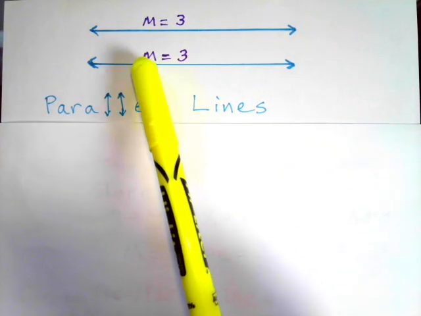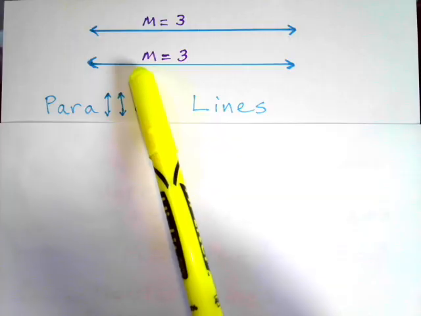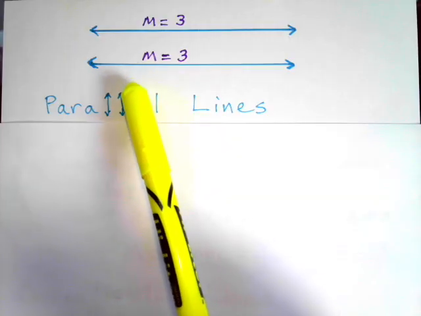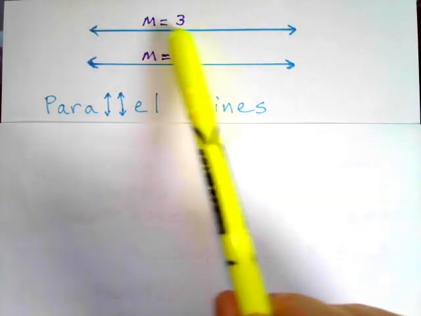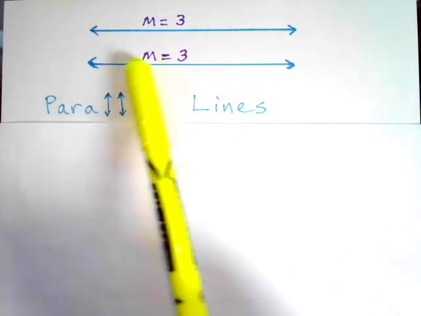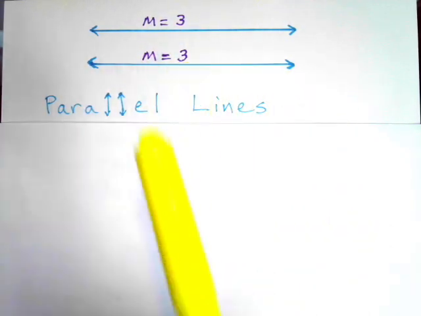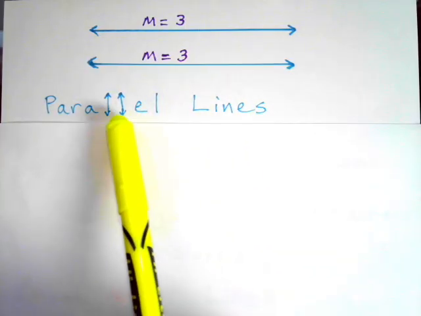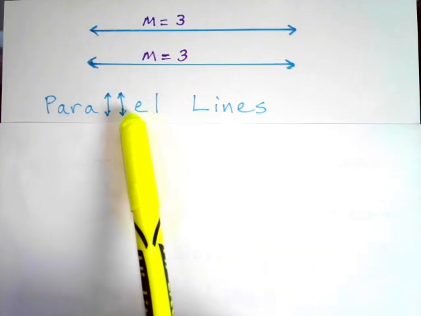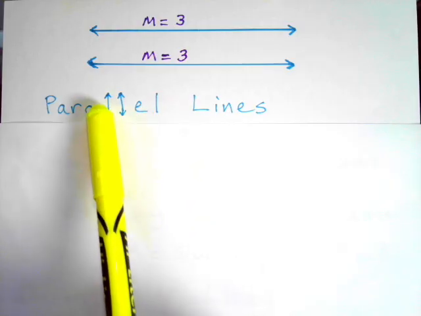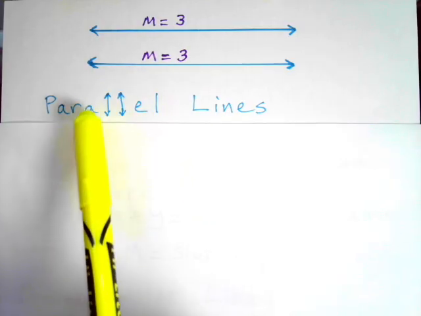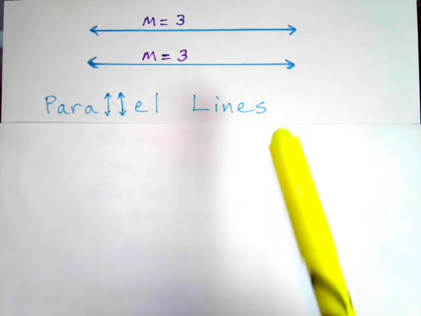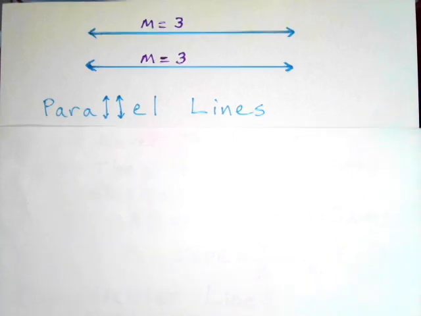M is represented by slope. I'm going to explain that in just a few moments. So the slope of this line is equal to 3, and the slope of this line is equal to 3. One way to remember parallel lines is the two L's in front of the E-L. Think of them as just straight lines right next to each other. Parallel lines. That's a way to remember.